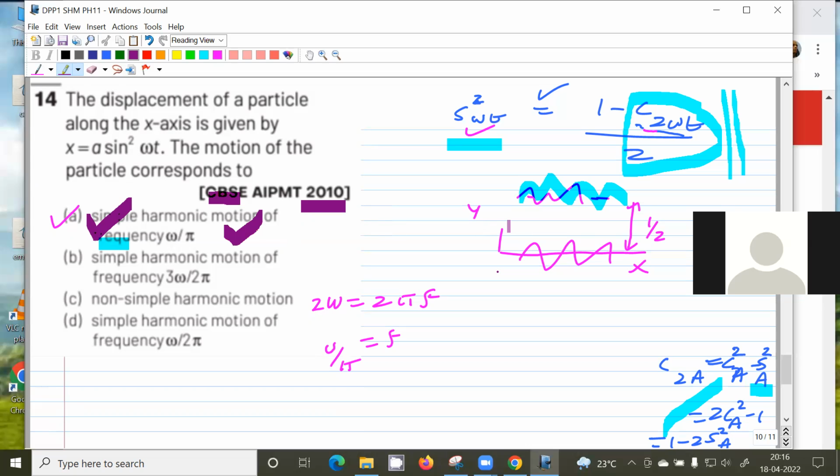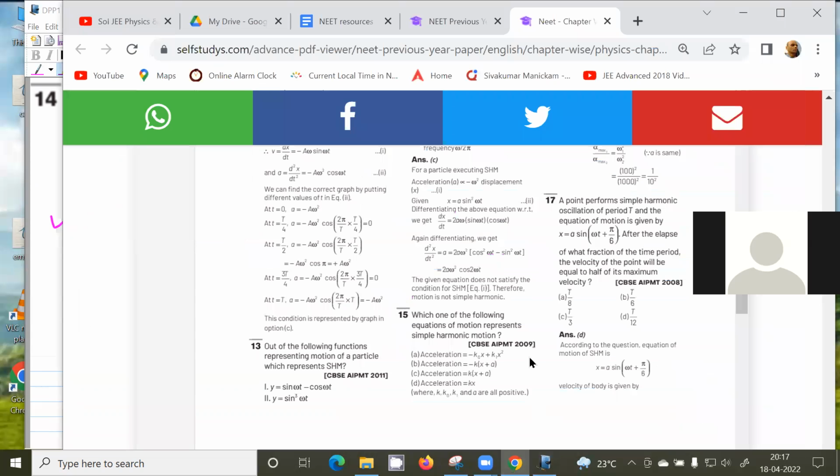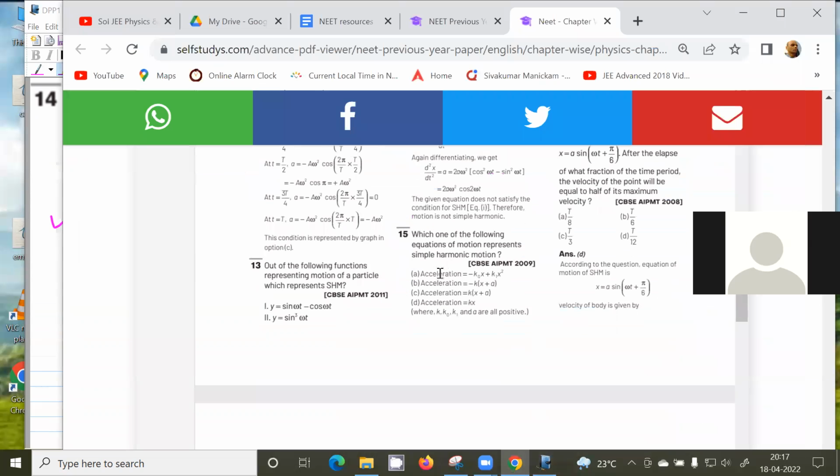Mark, even if it is wrong. Forget this is 2010, so I do not know what the situation is now. According to me, this is SHM only. So leave it. I would say you take it as this one, E only. Okay. Which of the following equations of motion represents simple harmonic motion? So the same question.